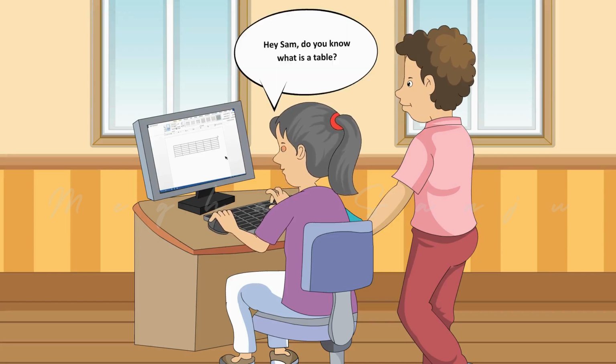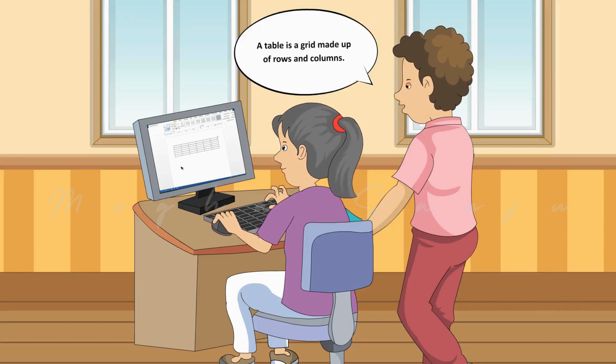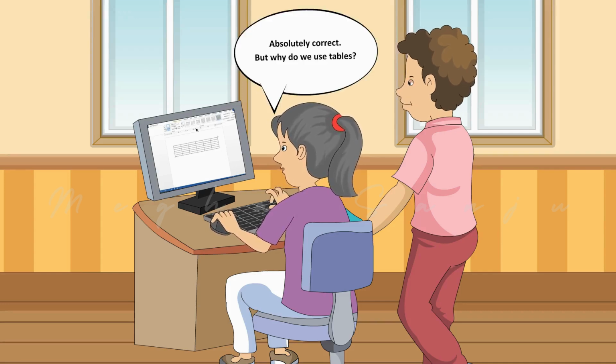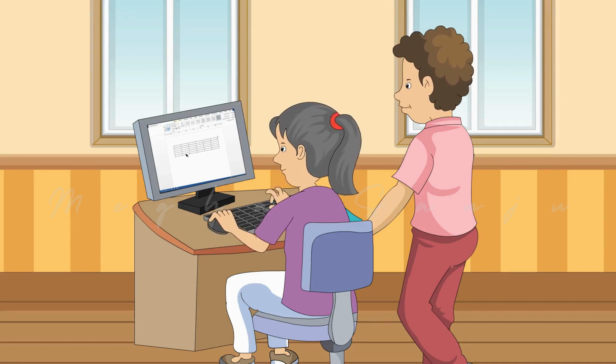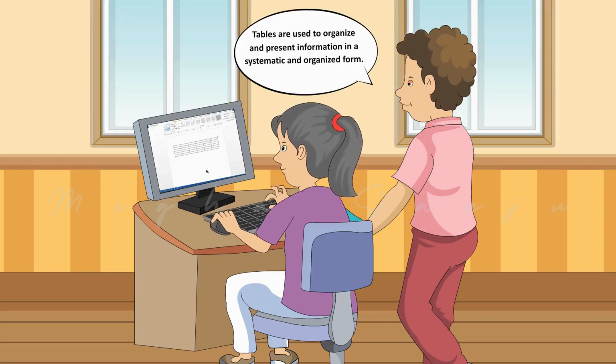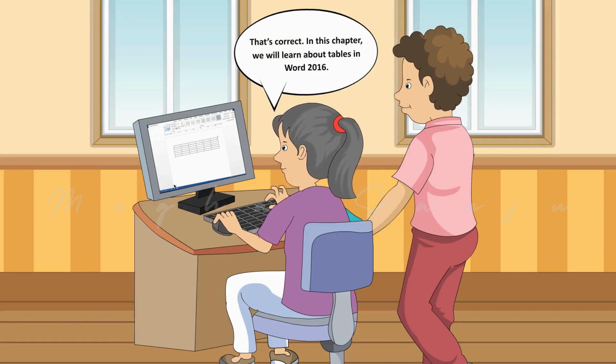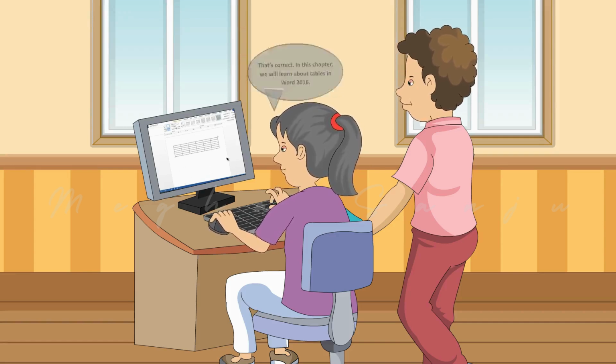Shreya: Hey Sam, do you know what is a table? Sam: A table is a grid made up of rows and columns. Shreya: Absolutely correct. But why do we use tables? Sam: Tables are used to organize and present information in a systematic and organized form. Shreya: That's correct. In this chapter, we will learn about tables in Word 2016.